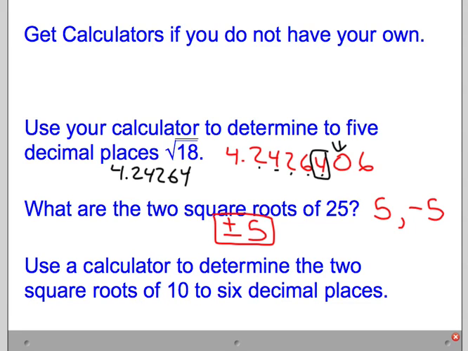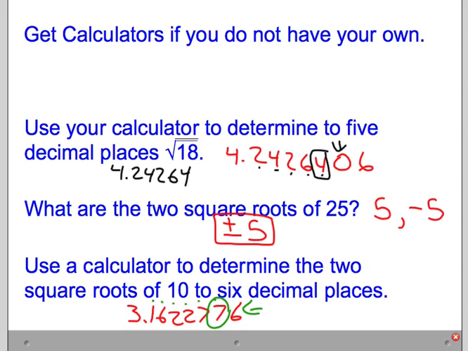Here, use a calculator to determine the 2 square roots of 10 to 6 decimal places. So type in the number 10 in your calculator. Yep, 10 square root. I get 3.1622776. Now 6 decimals, let's use a different color here: 1, 2, 3, 4, 5, 6. I barely have enough places on my calculator. Your calculators may not. If you don't, you might want to see if somebody will let you borrow theirs.